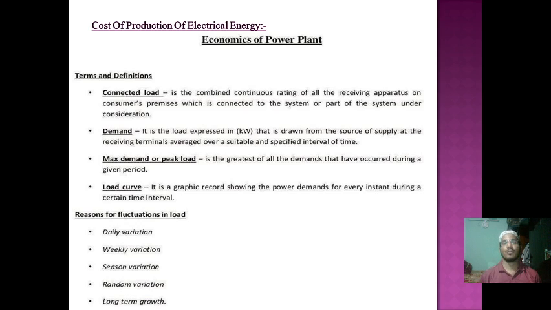If we want to produce more power energy, we should supply more sources to the power plant. That is the simple fundamental. If we supply more sources to the power plants, the load supplied is also more. Random variation may happen. Long term growth also happens.